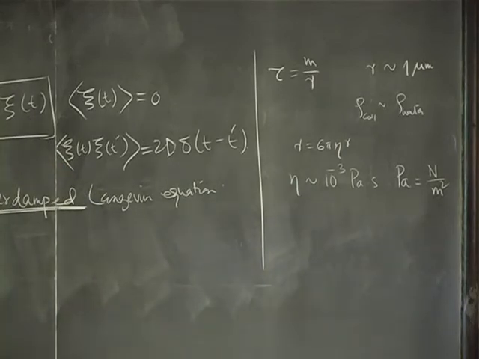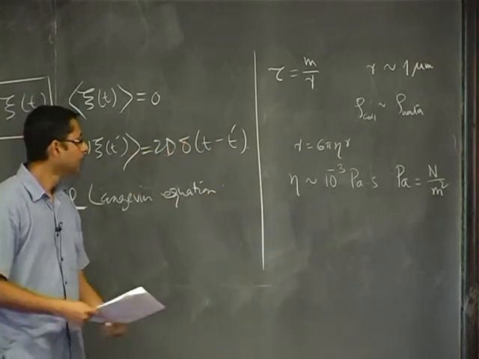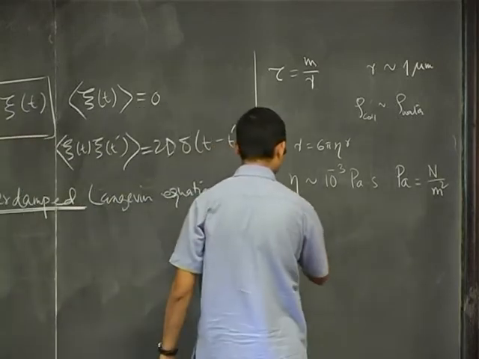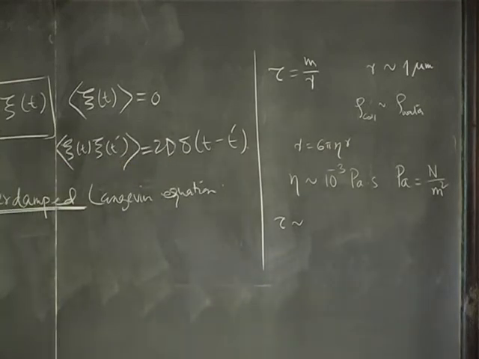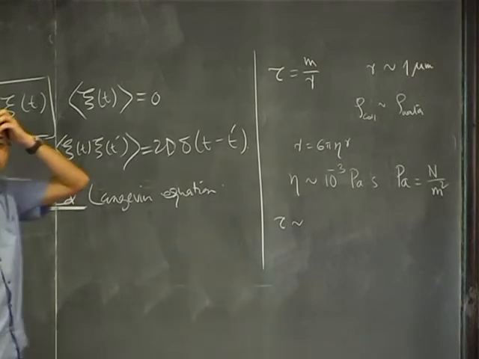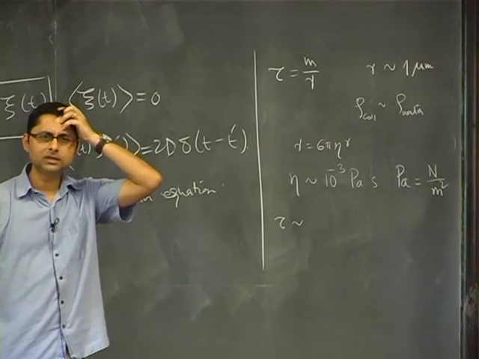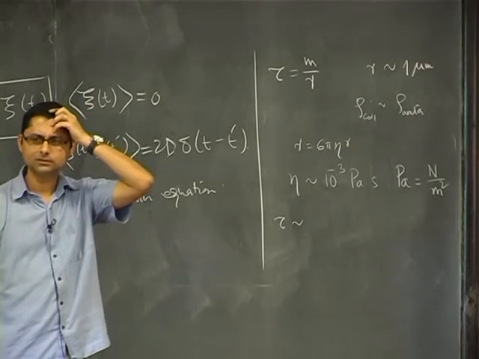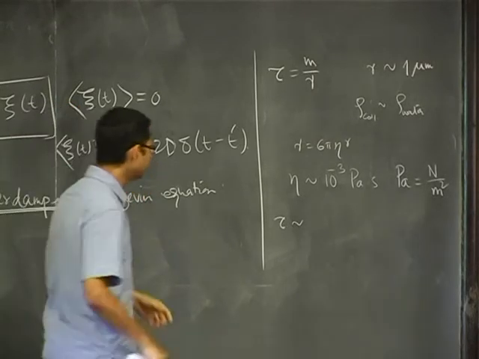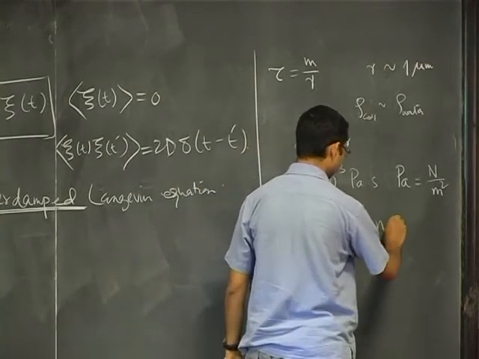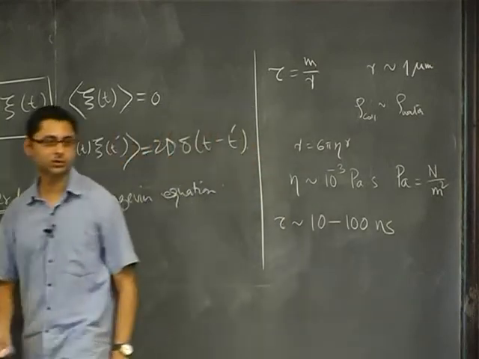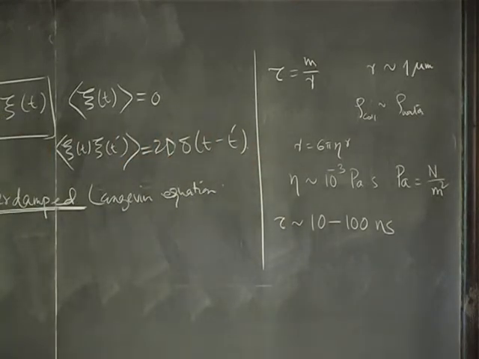Do you need anything else? No. So if you put everything in and calculate, tau will be of the order of, what is the guess? 10 to the power minus 8. Okay, I think so. Let's say 100 nanoseconds. So yes, it's more or less correct.